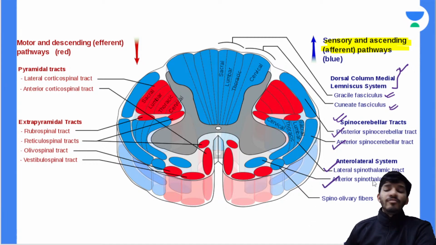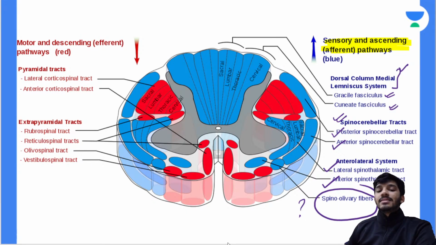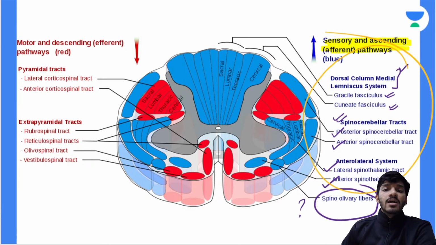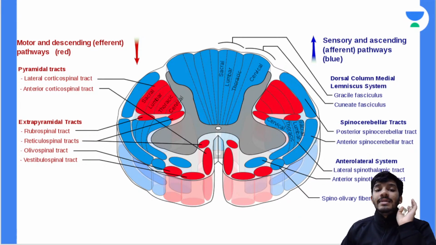Along with that, there are certain fibers that are called spino-olivary fibers. I have not discussed them, but when I draw a table of all the afferents, I will discuss them separately. Okay, but all the major ones, I have completely discussed the ascending tracts. Okay, so this is one of the most comprehensive videos you will find related to the ascending tracts.